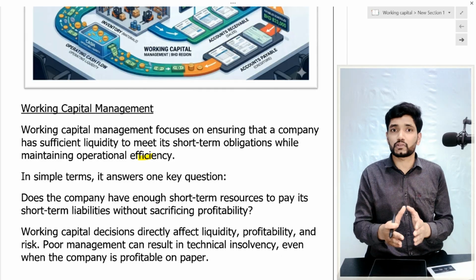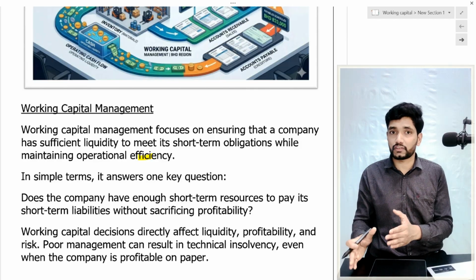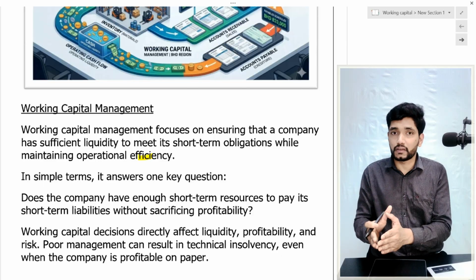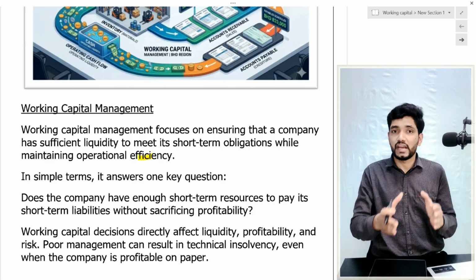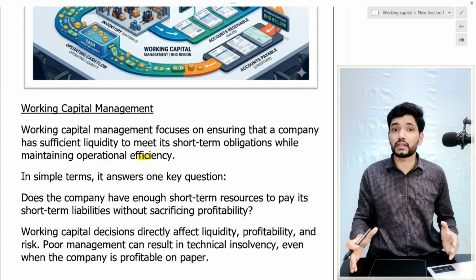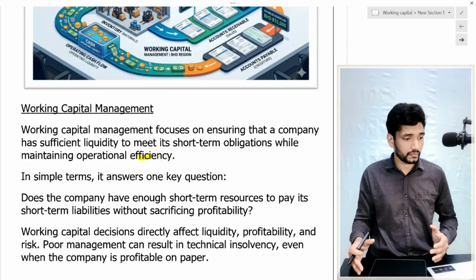So there are two things to consider. The first thing is to maintain the proper liquidity to perform the business. And the second thing is to ensure that the business is getting the proper return for its investment.